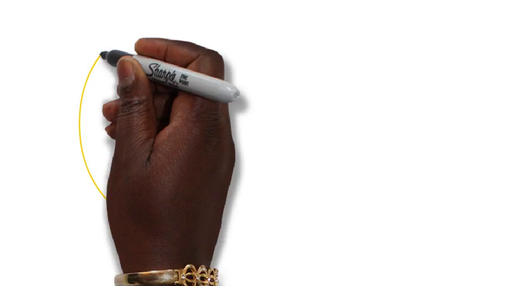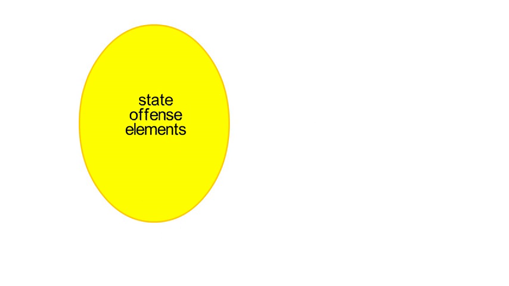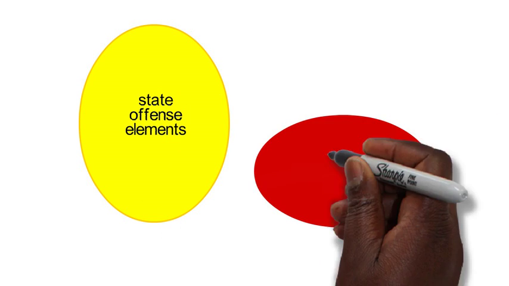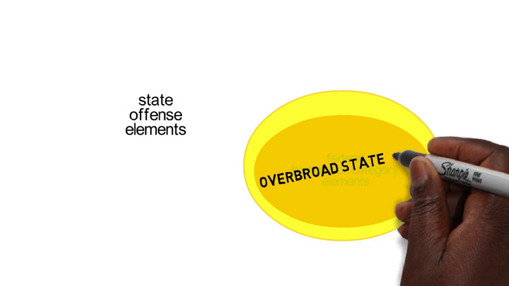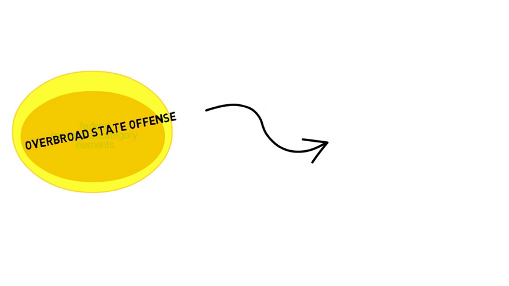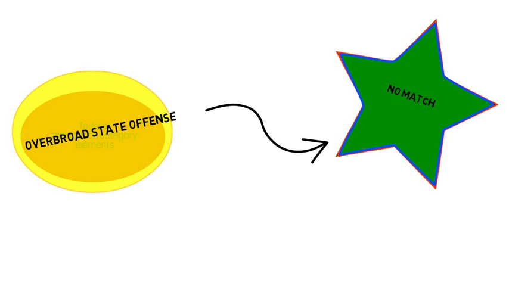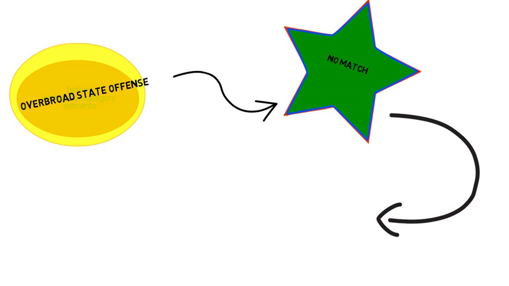On the other hand, if the offense of conviction criminalizes a broader swath of conduct than the immigration category, then the offense is considered overbroad. An overbroad offense is categorically not a match for the federal offense and can't be used to impose immigration consequences.